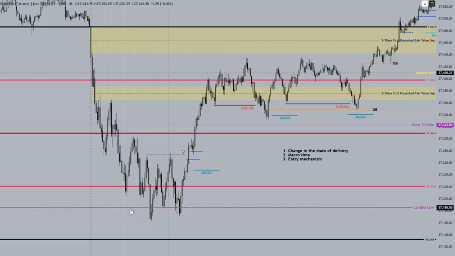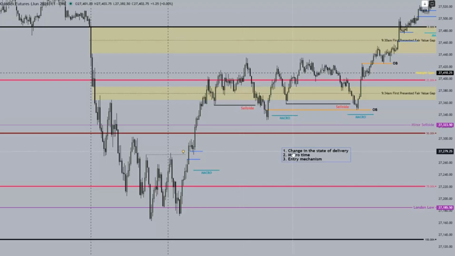At 10:17 we swept the London low, we used the 75% level, the quadrant level of the opening range, as support, and then right here as we get into this next macro, we have this change in the state of delivery as we shift above this market structure, creating this fair value gap, and we can use that as our entry mechanism.